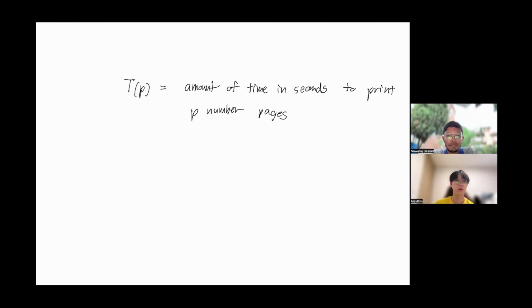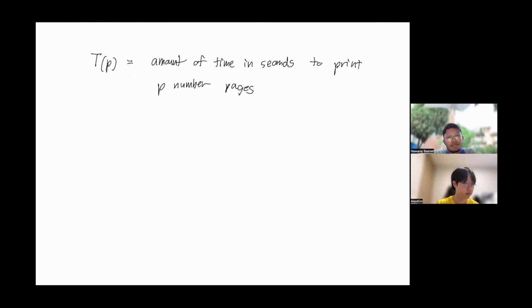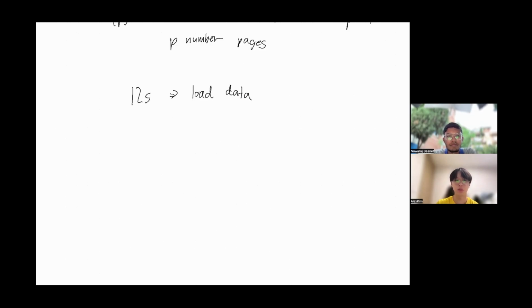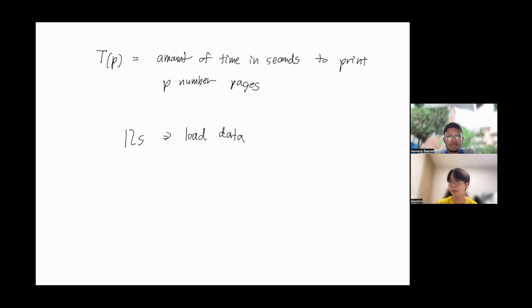Yes, sir. So in the question, it says the printer always takes 12 seconds in order to load the data before printing. So the printer will be using 12 seconds always, no matter the number of pages, to load all the data. Like you said, correctly, this will be the constant for our equation, because the question says it always takes 12 seconds to load the data. It will not depend on the number of pages, P. That's why it will be a constant.